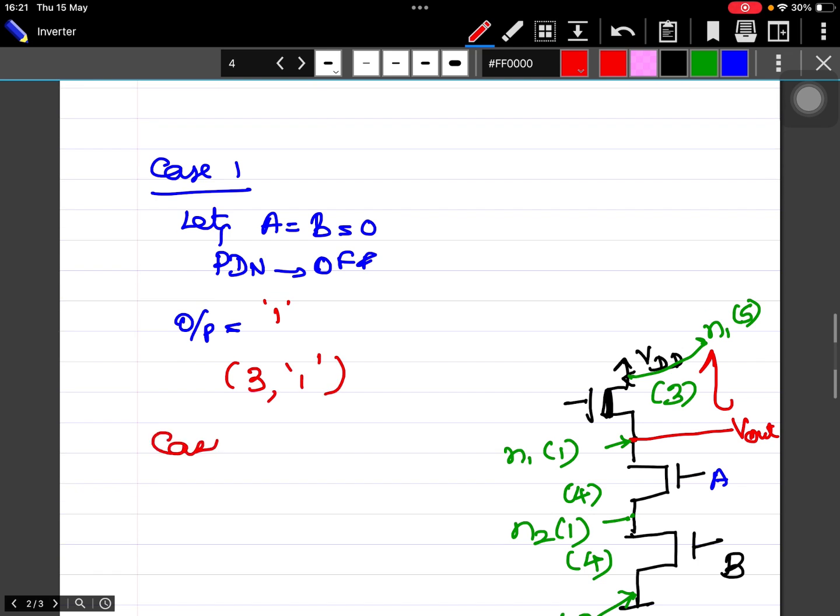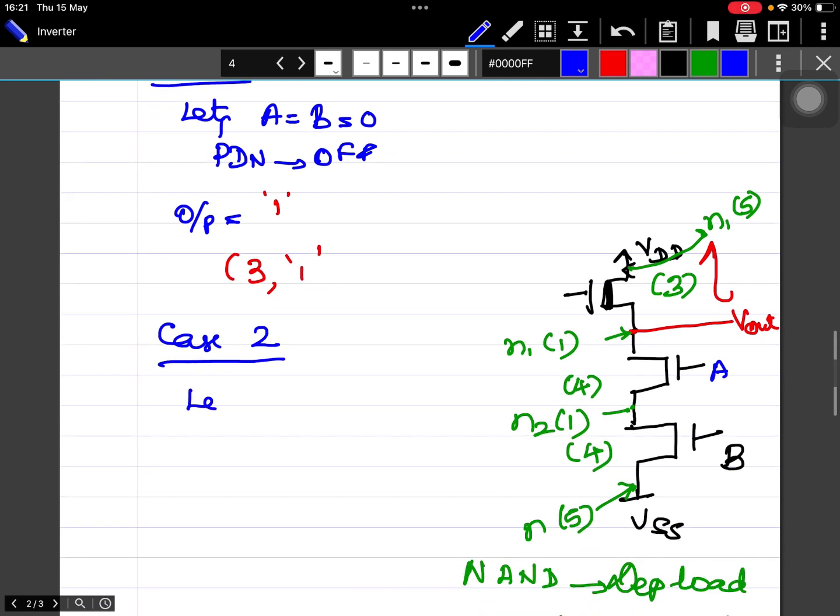Case 2. This is a NAND gate. I want you to remember. So the NAND gate, let A is equal to B is equal to 1. For all the other cases, output will be the same as the previous case. Let A is equal to B is equal to 1. So what will happen? Pull down network is on. Pull up network is also on, but the conduction is reduced because the strength of the pull up network is 3 now. Right?